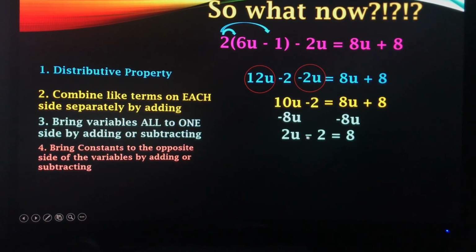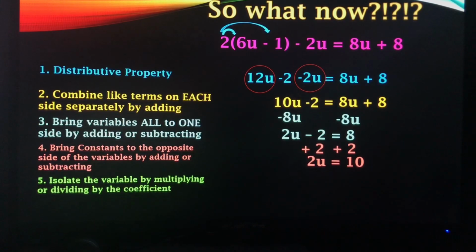So to undo subtraction, I would do addition. So I'd add 2 here. If I add 2 on the left, I also have to add 2 on the right. Okay, that's going to leave me with 2u equals 10. If you've done this right, what's going to happen is you have one step. Your step 5 is always going to be the same method. You're going to get this variable alone.